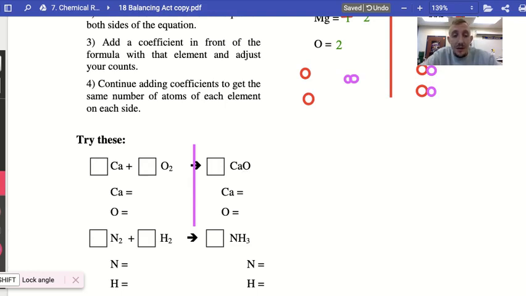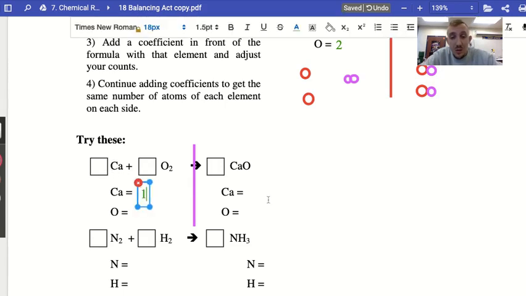So I'm going to look at calcium first. I have 1 calcium here. Reason being is I don't have a subscript, so you assume there's 1. And then oxygen, it has a subscript of 2, so I have 2 oxygens. Now I have to look to the right of my line. Calcium does not have a subscript after it, so I have 1. And oxygen also has 1 because there's no subscript like it has over here.